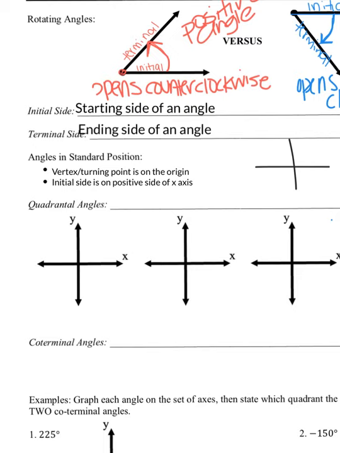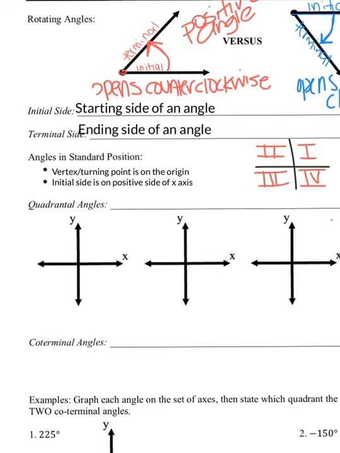Also, before we move on, we know we have different quadrants, right? Quadrant 1 is in the upper right corner. We use Roman numerals to talk about them. So upper right corner is quadrant 1, and then you go counterclockwise. Quadrant 2 is in the upper left. Quadrant 3 is the bottom left. Quadrant 4 is in the bottom right. Okay?